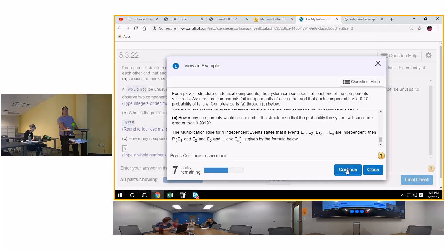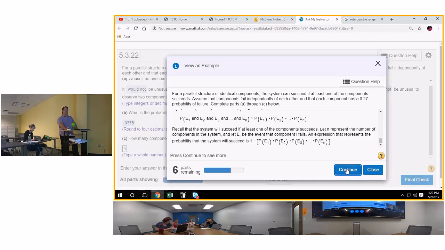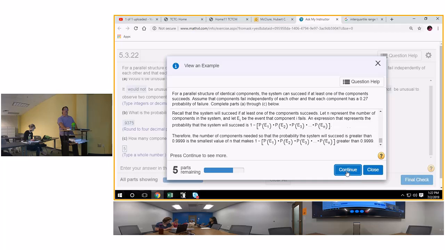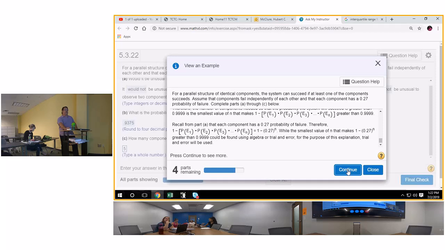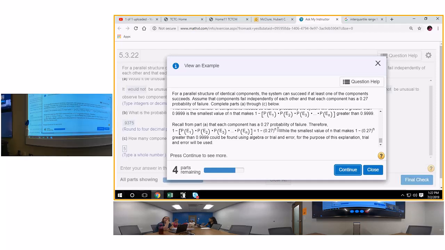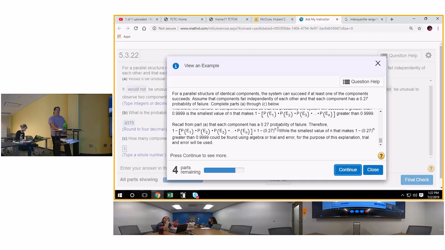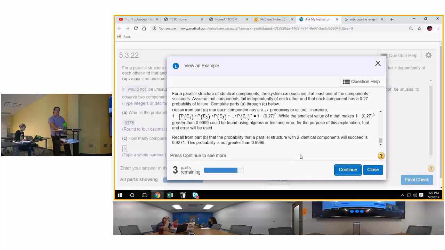Okay, they're doing the multiplicative of algebra. In other words, multiply it out times x. Yeah, 1 minus x. Well, there it is. There's the x power right there. But that's still going to be using algebra. And you're going to have to take the nth root. 1 minus 0.27 to the nth power is equal to 0.9999.